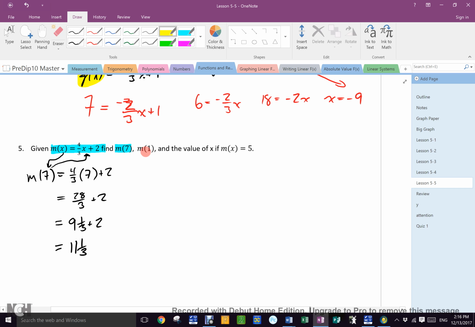Now what do I want? Not a limit, okay. M of 1. So what do I write? M of 1 equals 4 over 3 times 1 plus 2. And then we do some mathematics. Math. And look at that. It's 3 1/3. We did it. Good.